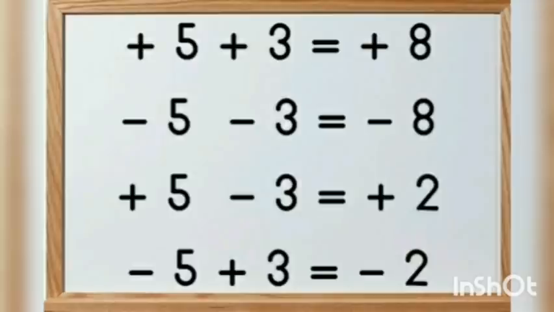Third, plus 5 minus 3. Here, both the signs are different, so we should subtract them. 5 minus 3 is equal to 2, and the sign of 2 will be plus because here the sign of the greater number 5 is plus. Last one, minus 5 plus 3. Here also the signs are different, so we will be subtracting 5 and 3, which is equal to 2, and the sign of 2 will be minus because here the greater number is 5.